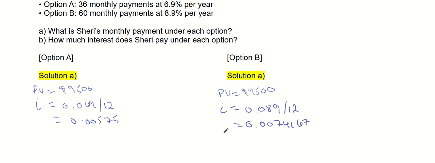Okay. And how many periods? Well, for option B, if you look here, it says 60 months. So we have 60 months. That is done. For A, the period there is 36 months. Everything should correspond in months: the interest is monthly, the period is monthly. Okay, so the last thing we need to do is to pop it into a formula.